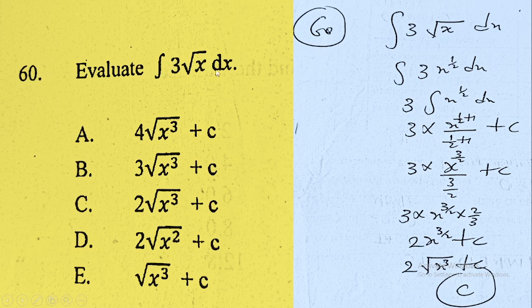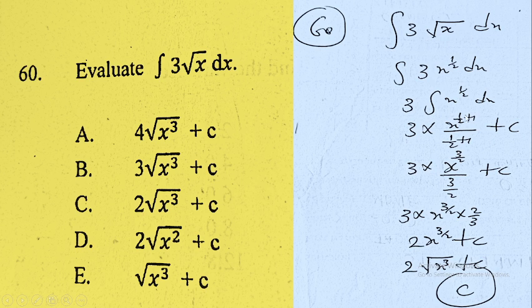That means you have 3 times the integral of square root of x dx, and that can be written as 3 times the integral of x raised to power half dx. If you now integrate this, you add 1 to the power, then it comes down as well. So you have 3 times x raised to power half plus 1 over half plus 1 plus c, where c is the constant. When we integrate, we add a constant to it.